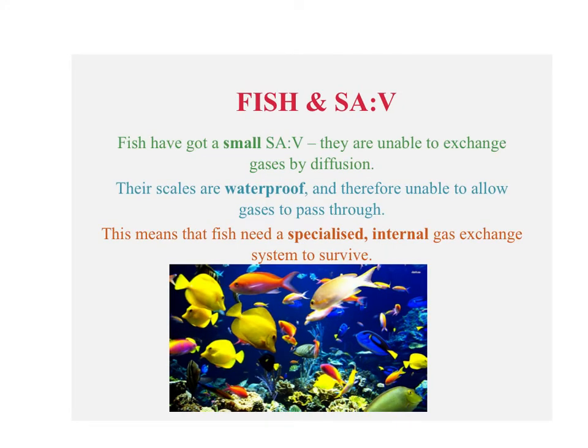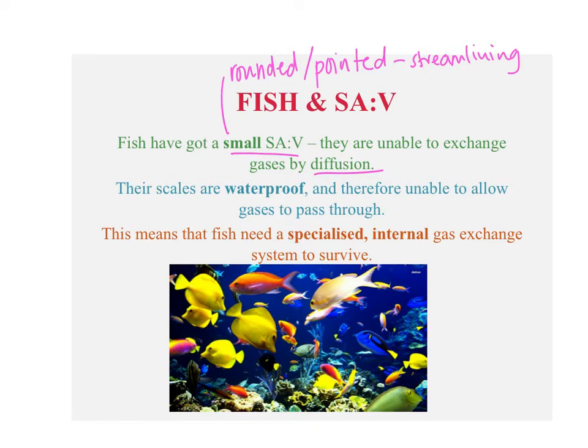So fish have got quite a small surface area to volume ratio. You can see that all of their bodies are quite rounded. And normally they're also quite pointed as well. This is normally to benefit them in terms of streamlining, so to make them more effective swimmers. But what that does mean is that they are slightly rounder, which means that diffusion is not going to be a suitable way to transfer gases.